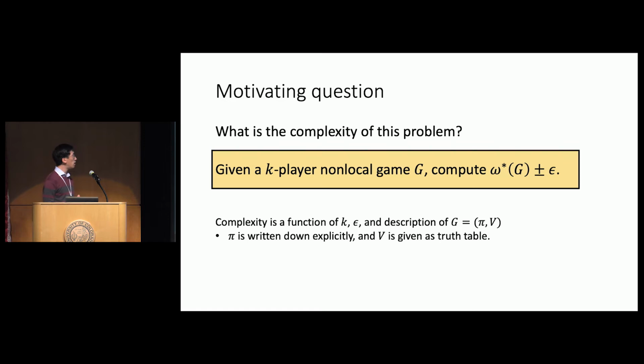The complexity is a function of the number of players, k. It's a function of epsilon, since in this problem you want to approximate the entangled value, plus or minus epsilon. And it's also a function of the description of the game G. Here, we think of the game G as being presented explicitly. Imagine that to describe this game, I wrote down on a piece of paper the joint probability distribution pi, and I also write down the verification predicate v as a truth table.